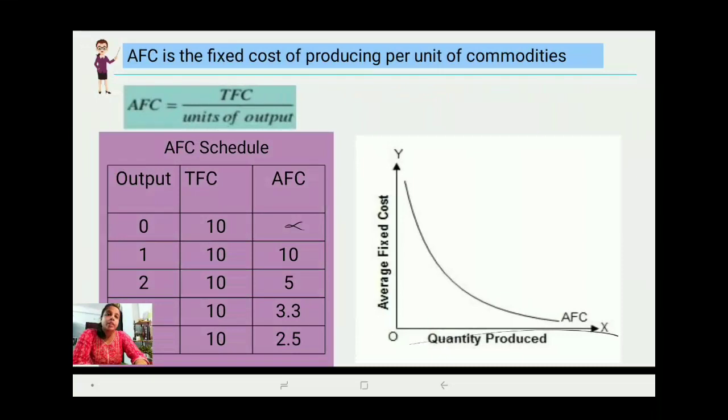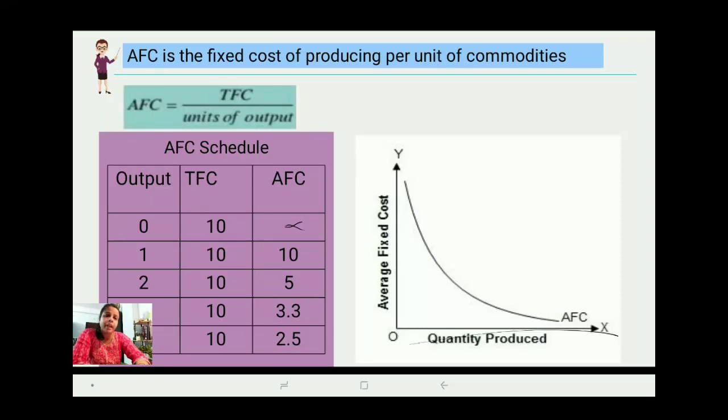So let us start with average fixed cost, which is the fixed cost of producing per unit of commodities. Okay, so here, as we remember, our total fixed cost was 10, 10, 10. As output increases, it remains the same. So at 0 level of output, it is 10.